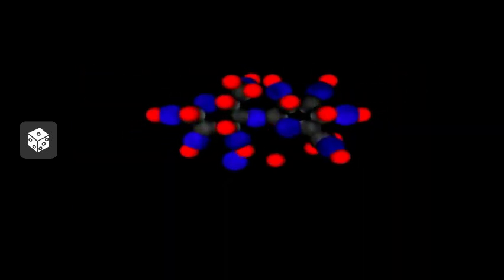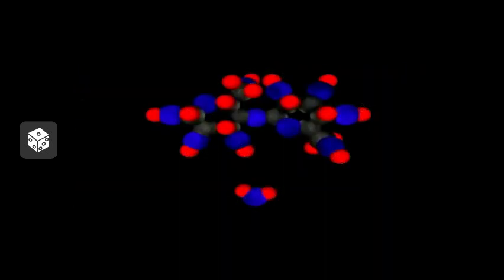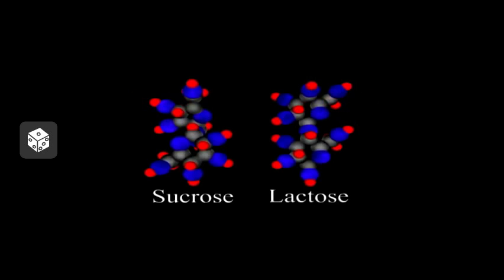Disaccharides are formed by linking two monosaccharides. Cells, especially those of plants, use disaccharides to store and/or transport energy. When an organism needs energy, disaccharides are broken apart into their monosaccharide subunits by hydrolysis. Sucrose and lactose are two common disaccharides.